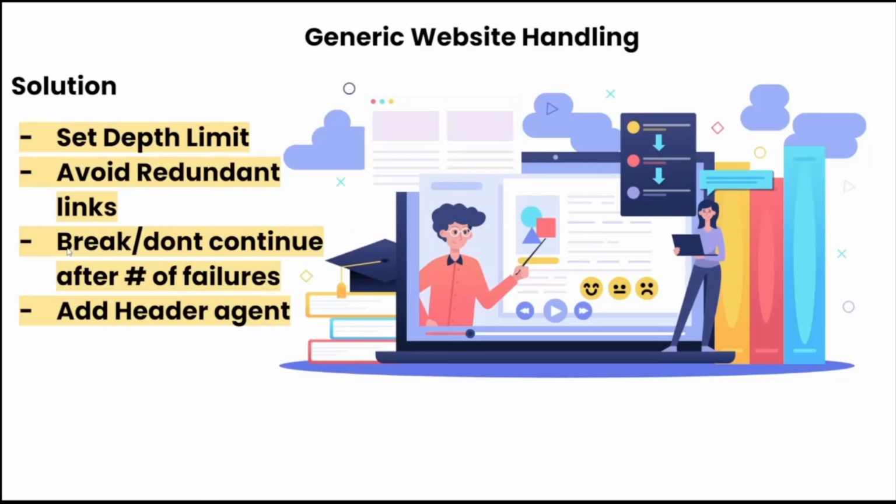The third one is break. That is, don't continue after a certain number of failures. As said, things have been discussed in the blacklist scenario itself. If we have encountered more than 10 to 15 failures continuously after visiting a number of links from the particular website, we should break. We shouldn't be continuing on the particular domain. We should move on to the next iteration. So that is what it means. And we have to add a header agent to handle the bot content. So this would be the right solution to handle the previous scenarios that we have discussed.